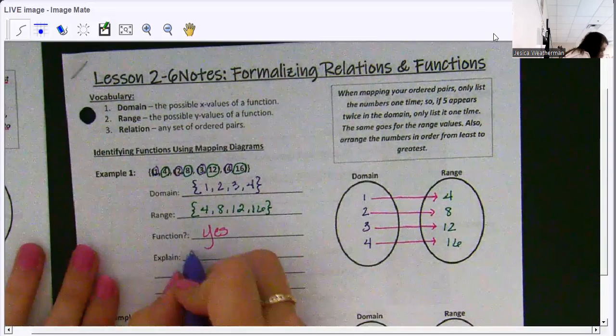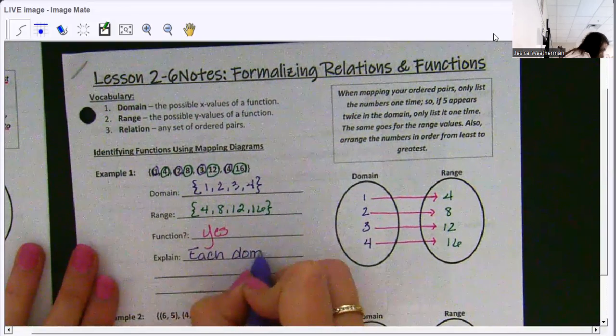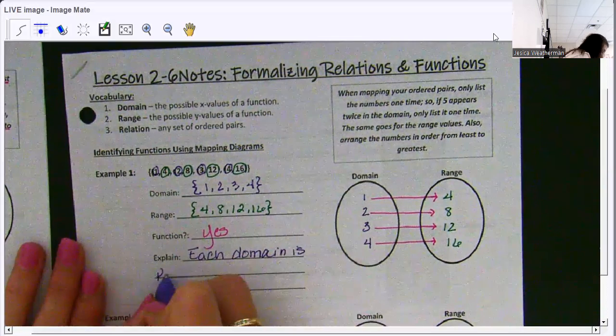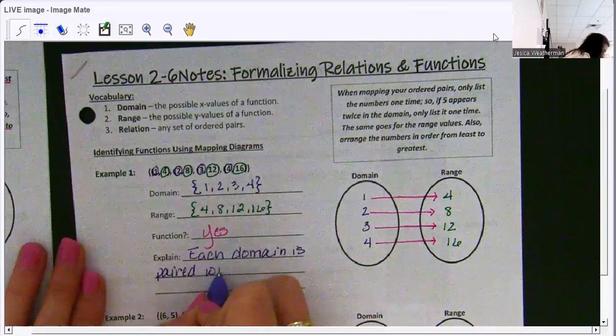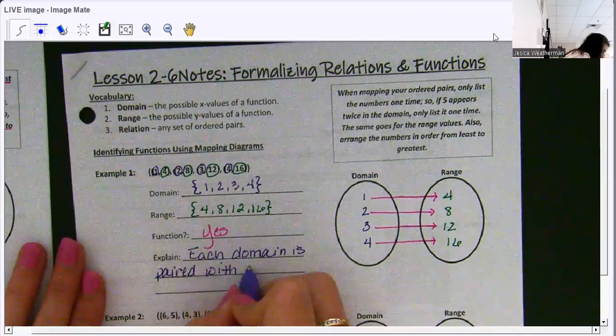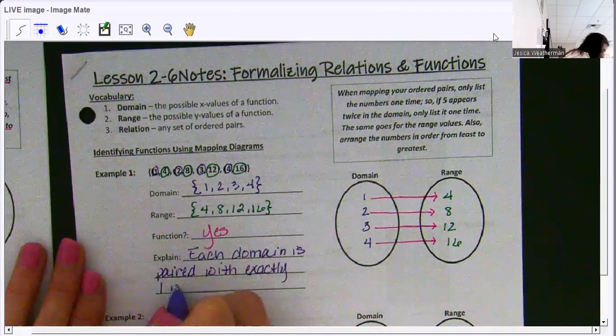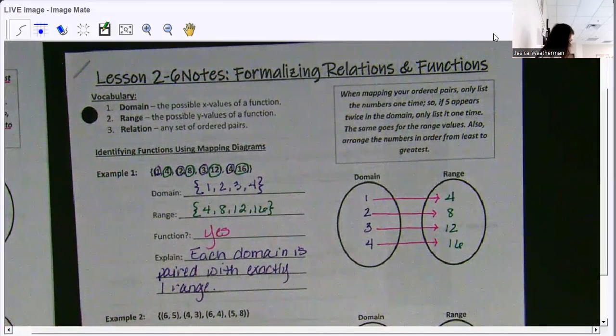So each domain is paired with exactly one range. You could say each X value is paired with exactly one Y value. Okay. Yeah, so those are the different ways you can write it.